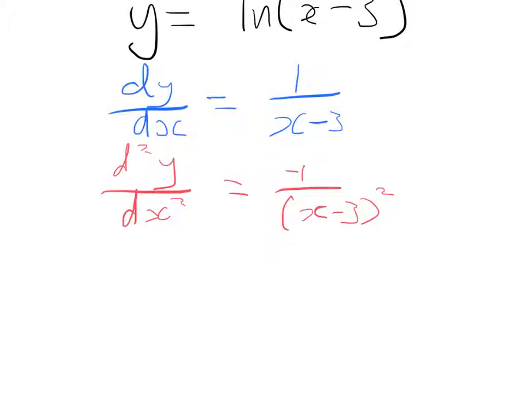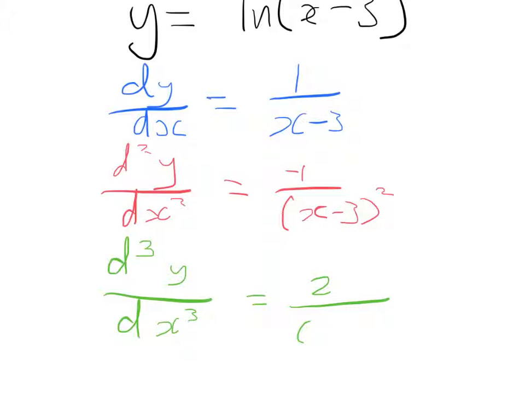And the third derivative should hopefully make some sense. d cubed y over dx cubed equals, well, negative 1 times the power of negative 2, so we're going to have a 2 over x minus 3 to the power of 3. So we have that process of finding the derivative, and we derive it again to find the second derivative.